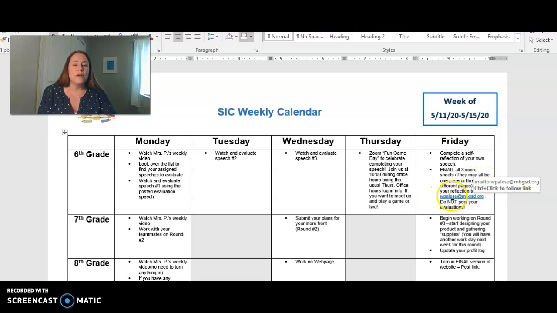And I also want you to write a reflection about how you did on your speech. So I want you to think about what you did well, what you wish you could change, and I want you to write a paragraph about it and send that to me as well. It can be in Google Doc form. It should be a single paragraph. I know you're all going to ask how many sentences. I would say at least 5 to 7 sentences in there. Make it a good paragraph.